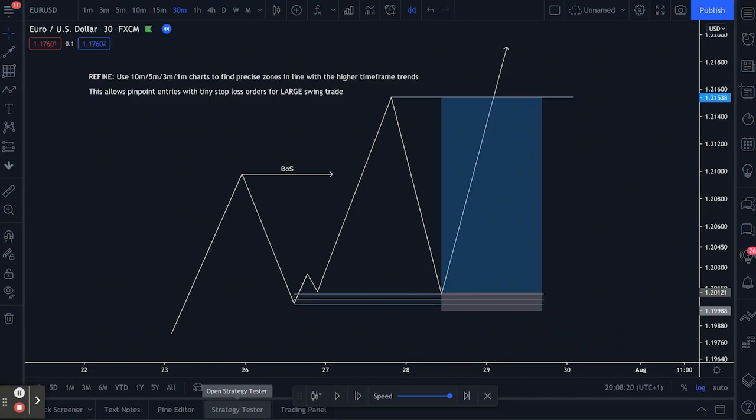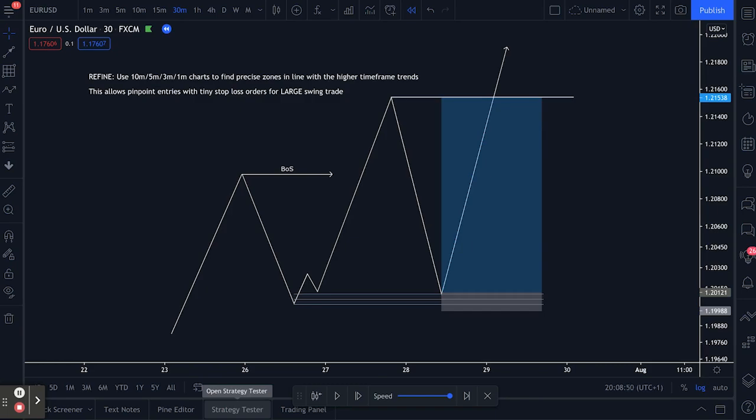So the key takeaways for this video is to use supply and demand in line with the market structure, and the main pointer is to refine those supply and demand zones. So you already know the concepts of supply and demand from the major course, but what you now know from this, and what we're going to elaborate on more with the other aspect, is that you can refine supply and demand zones, and you can actually use 10-minute, 5-minute, 3-minute, or even 1-minute charts to find very precise demand zones and supply zones in line with the higher time frame trends.